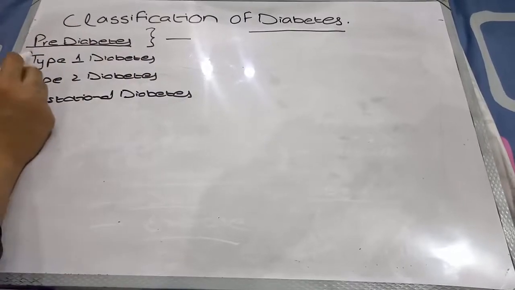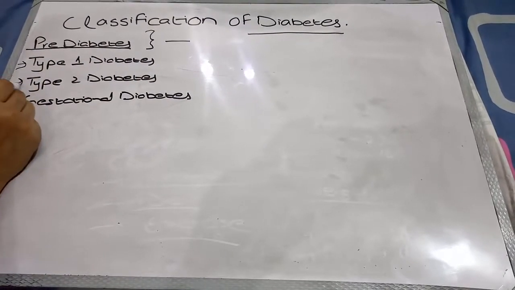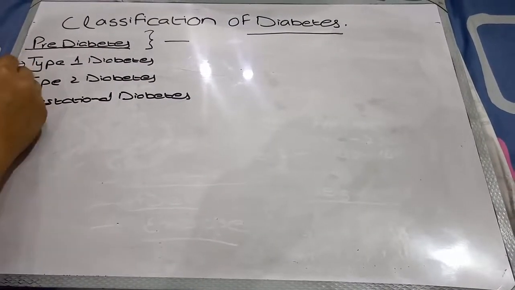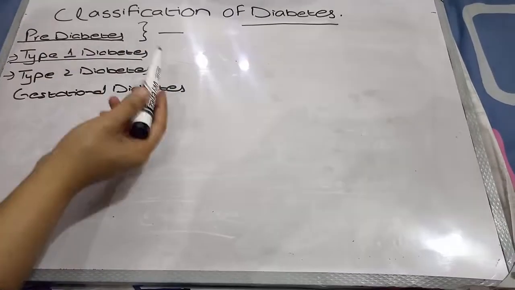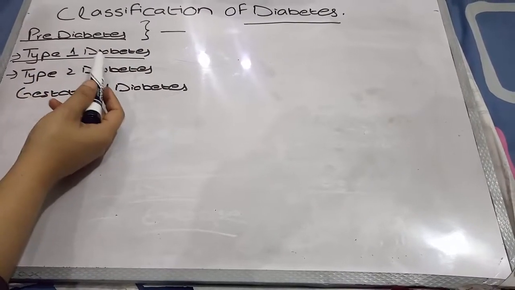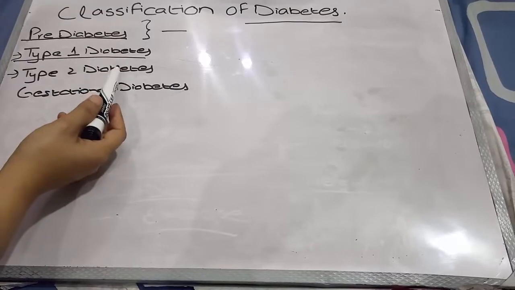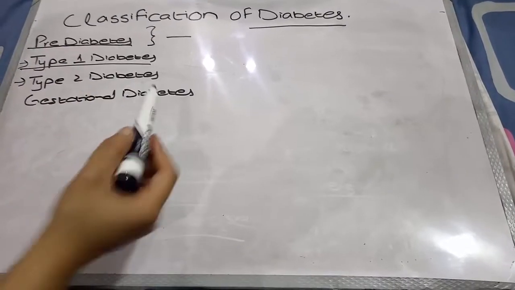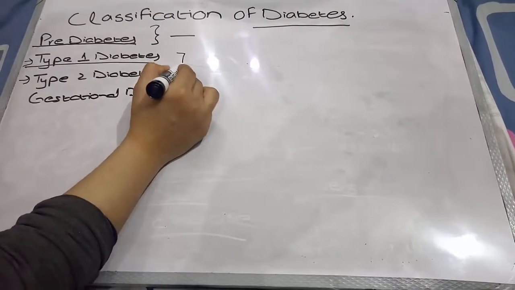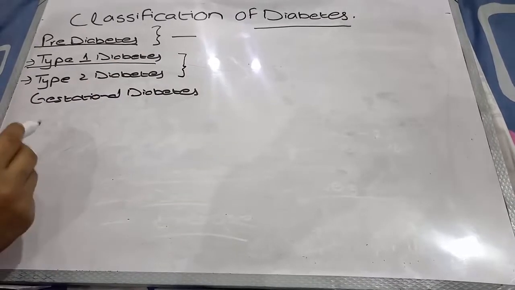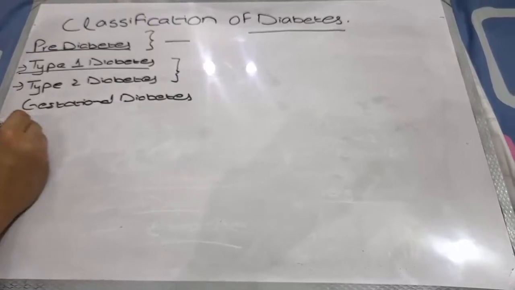Now we will discuss the difference between type 1 diabetes and type 2 diabetes. Type 1 diabetes, what is type 1 diabetes? We have heard people saying that I'm having type 1 diabetes, some say that I'm having type 2 diabetes. So it is very important to distinguish between these two main classifications of diabetes. So what is type 1 diabetes?